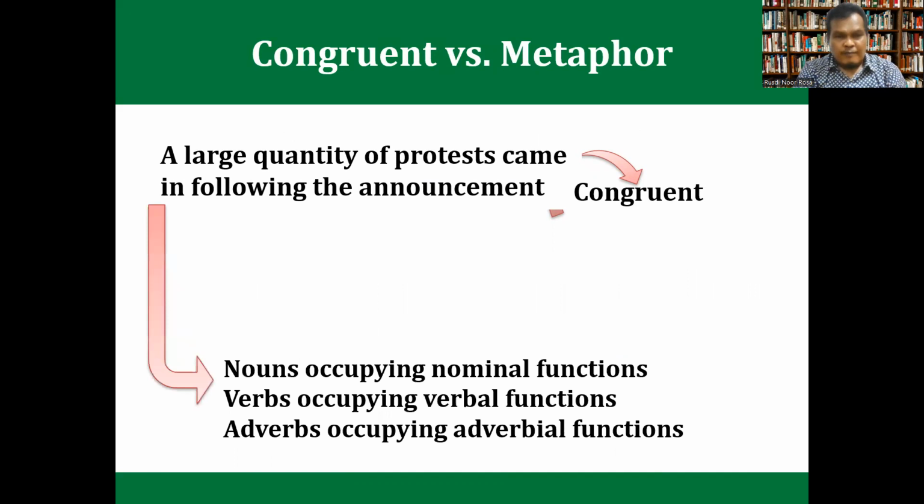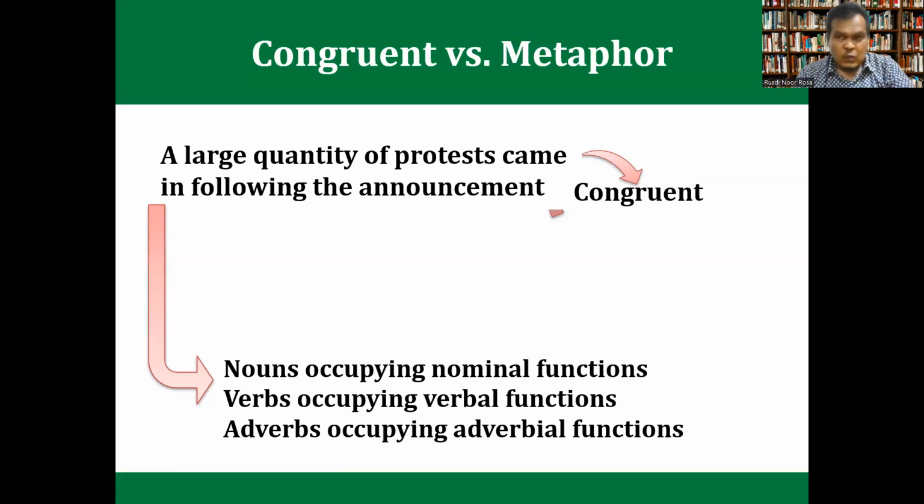The congruent form is characterized by the congruent function, by the ordinary function of a lexical item. Let's say nouns occupy nominal functions, verbs occupy verbal functions, and adverbs occupy adverbial functions, such as in the clause, a large quantity of protests came in following the announcement. This is the congruent form.